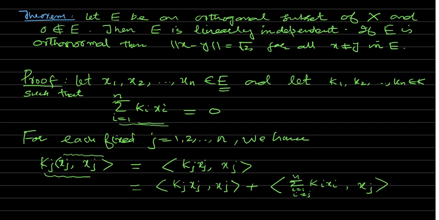Note this second term is equal to 0, because it is the summation, i from 1 to n, i not equal to j, of ki times the inner product of xi and xj, and we know that the inner product of xi and xj is equal to 0 for i not equal to j, as the set is orthogonal. For i equal to j, it will be the inner product of xj with xj, which is not equal to 0, but for i not equal to j, the inner product of any two different vectors will be equal to 0.